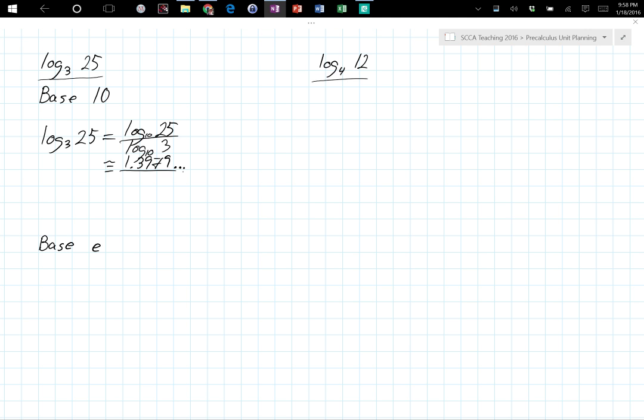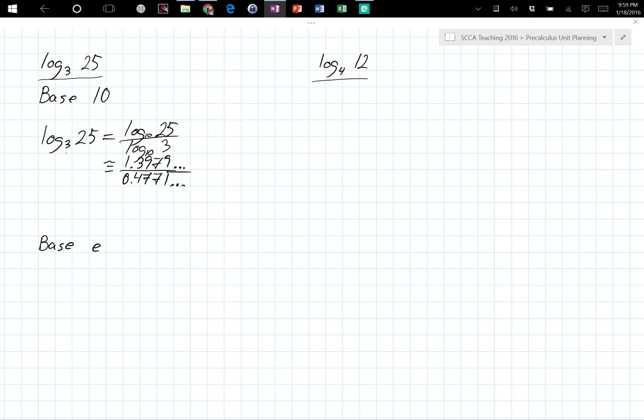All right. And then log base 10 of 3 is 0.4771. And if you notice, because this number in the denominator is smaller than 1, this is going to be bigger. It's going to be bigger than 1.3979 on forever, which makes sense.